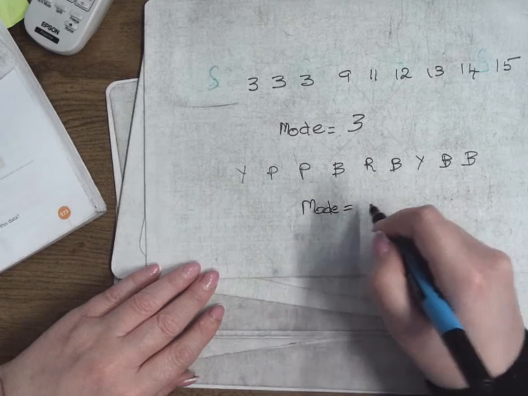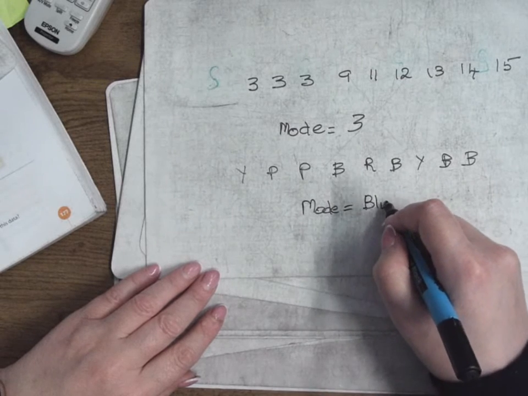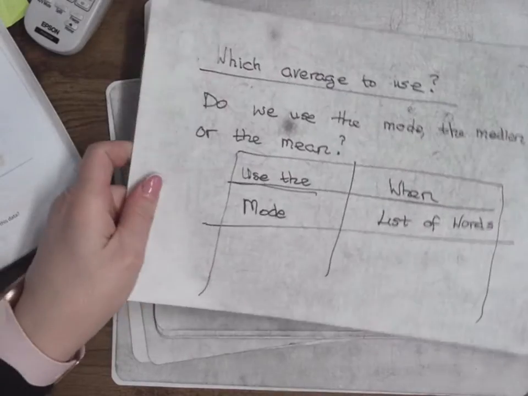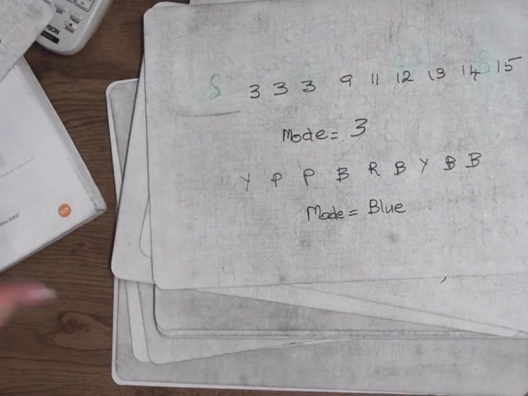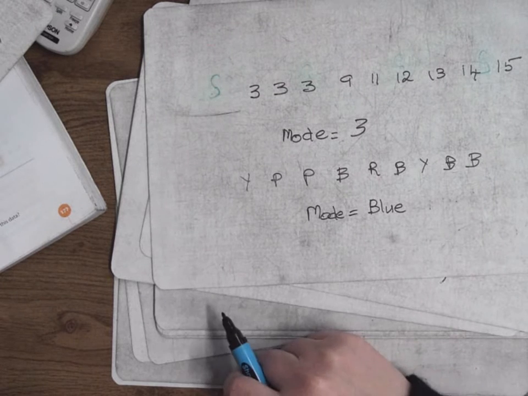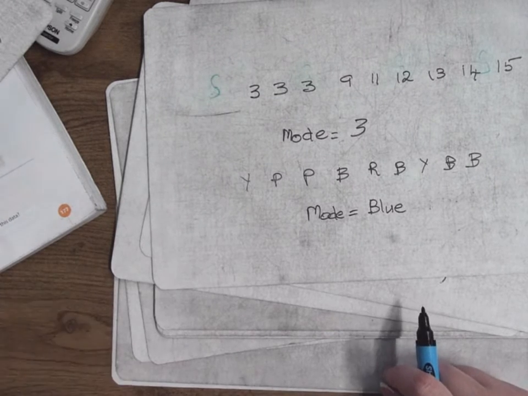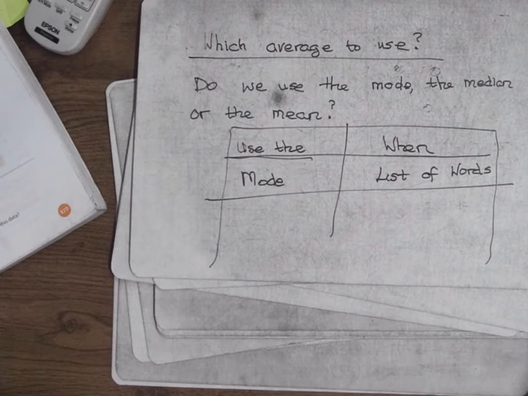What's the mode of that list? Blue. B for blue. Okay? Is that alright? So that's the only time you choose to use the mode, because sometimes they don't tell you. Sometimes they tell you which one to calculate, and sometimes they'll say your choice. So the only time you would use mode is when there's a list of words.